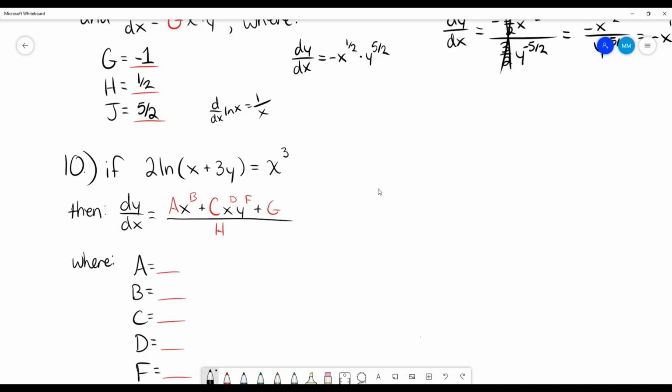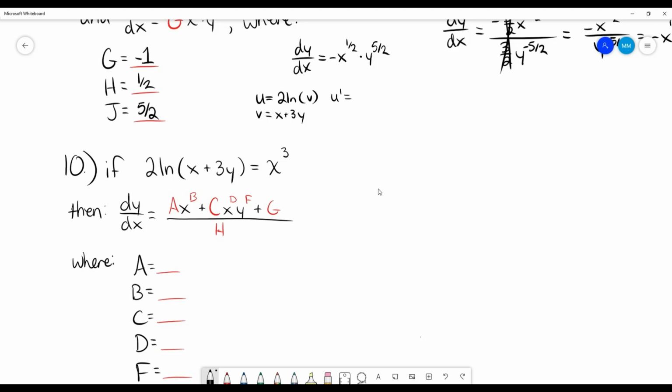Because this is a 3y, I know we're going to have chain rule involved. Sorry, I'm a little tired. Took me a second. I know we've got chain rule involved because we've got this whole inside. So I'm just going to write that up there. So our outside is 2 times the natural log of something, and our inside is x plus 3y.